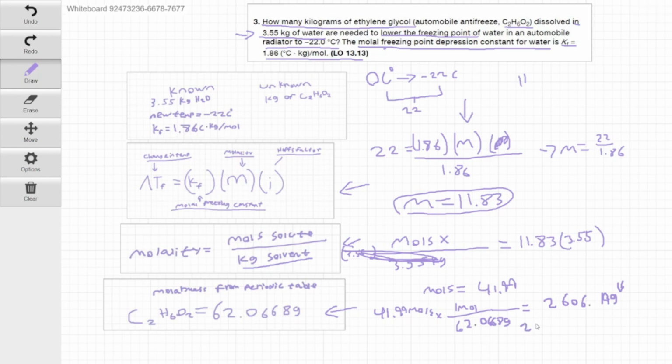So all we got to do is convert 2606.19 grams times 1 kilogram per every 1,000 grams, and that is your conversion factor, giving you 2.61 kilograms. And that, ladies and gentlemen, is how you solve a molal freezing point depression. And it is fairly similar to how you solve a boiling point elevation constant formula problem. I know, still a mouthful, but you get the point.